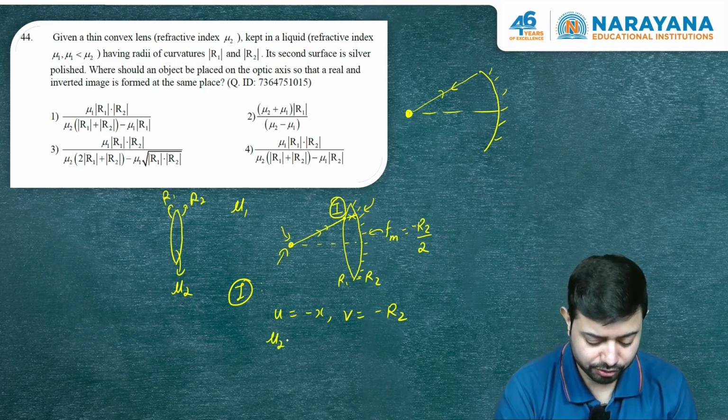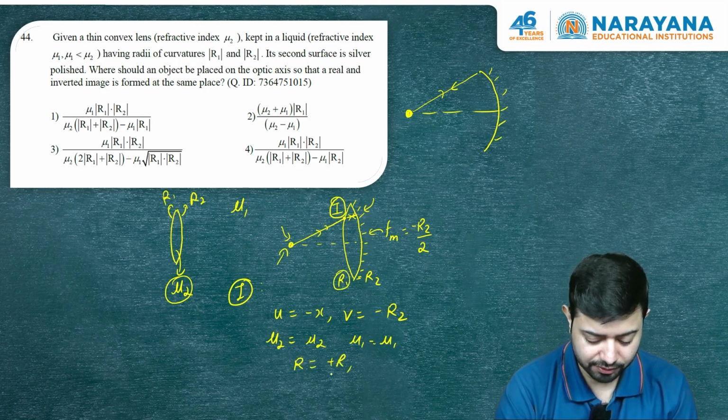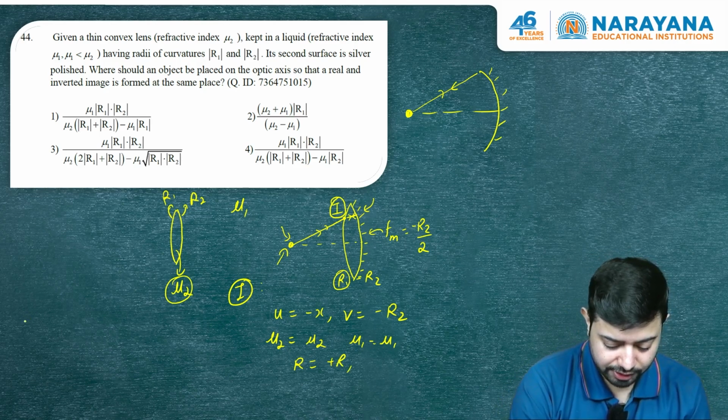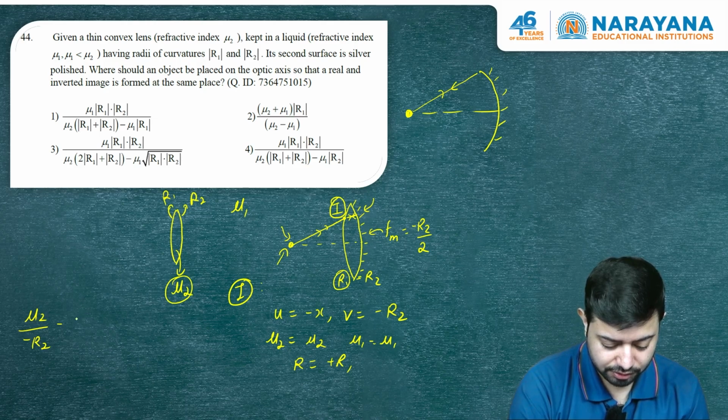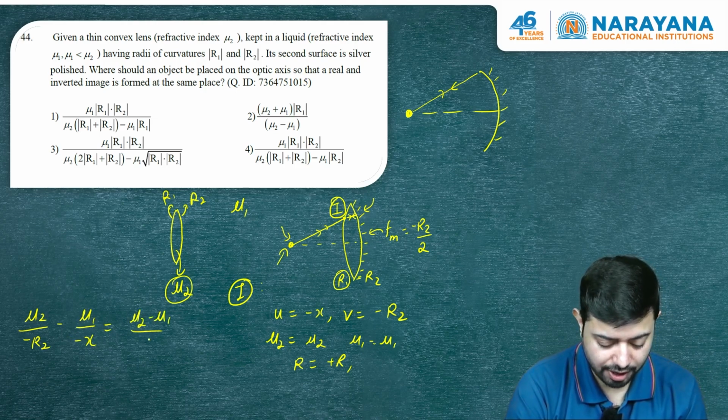Yes. What should be mu 2? Mu 2 should be the medium, which one? This one. And then my mu 1 is this one. What about the radius of curvature? R1 is there, so it is plus R1, okay. Let us use the formula. So, mu 2 by v minus mu 1 by u is equal to mu 2 minus mu 1 by r.